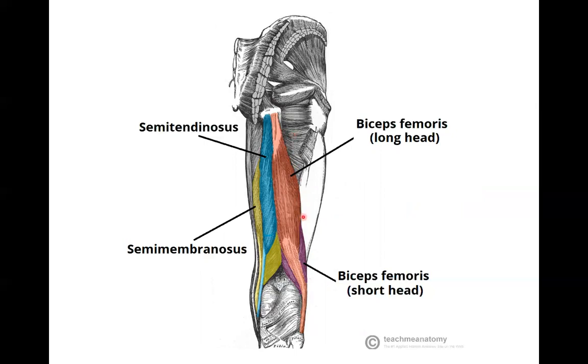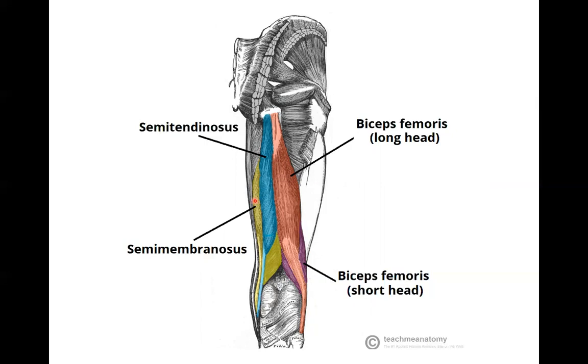Both the long and the short head have their insertion on the lateral surface of the tibial condyle and on the fibula. They're going to be responsible for flexing the knee. Both of the heads participate in knee flexion. The long head, because it crosses the hip and has its origin on the ischium, can participate in hip extension as well. On the medial side, there are 2 muscles, semitendinosus and semimembranosus.